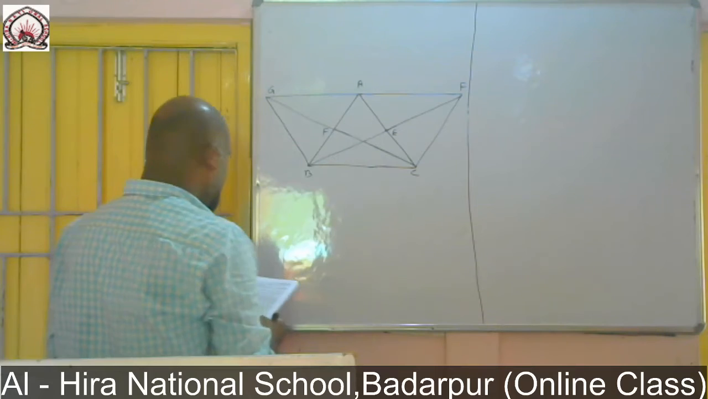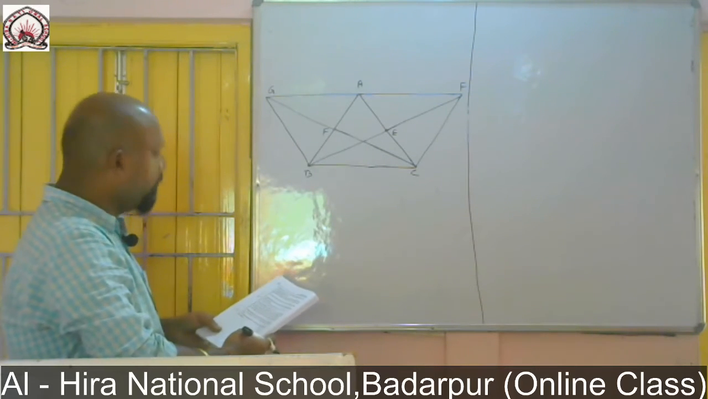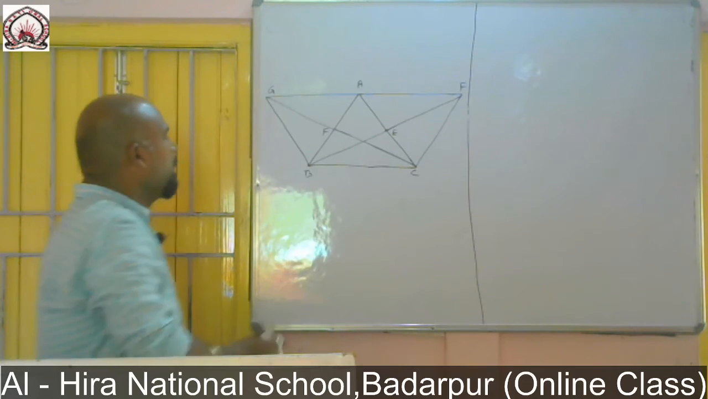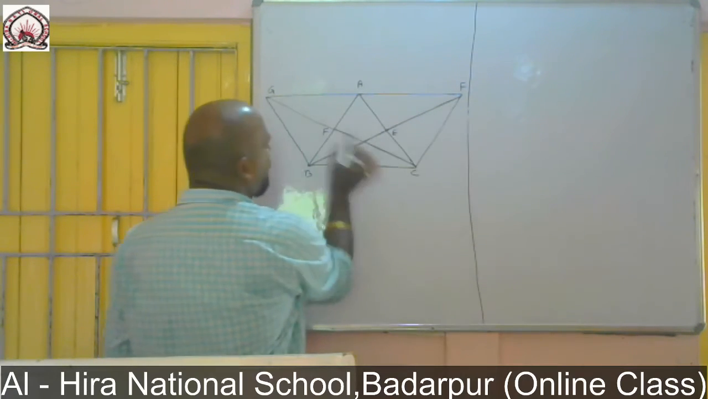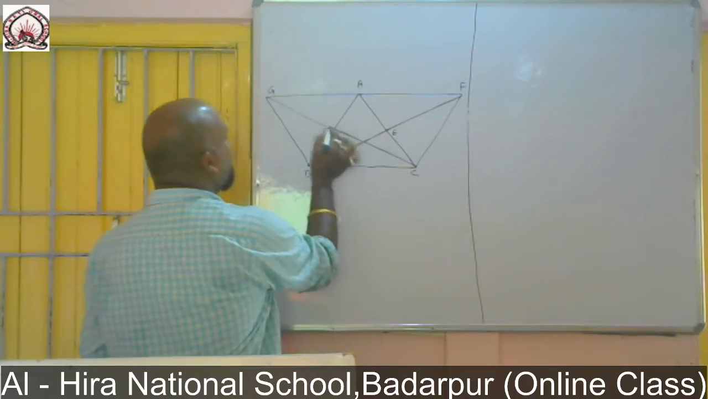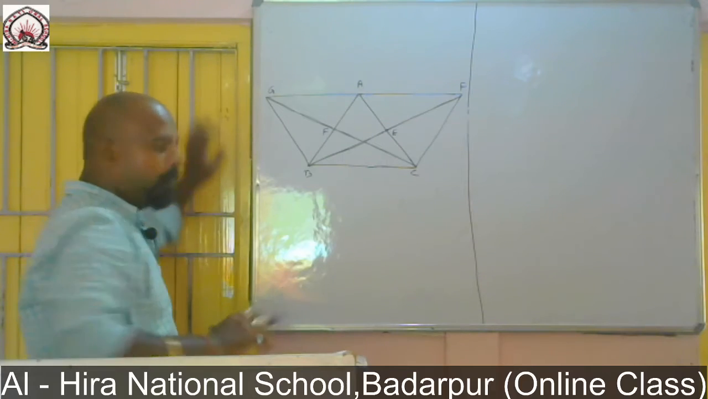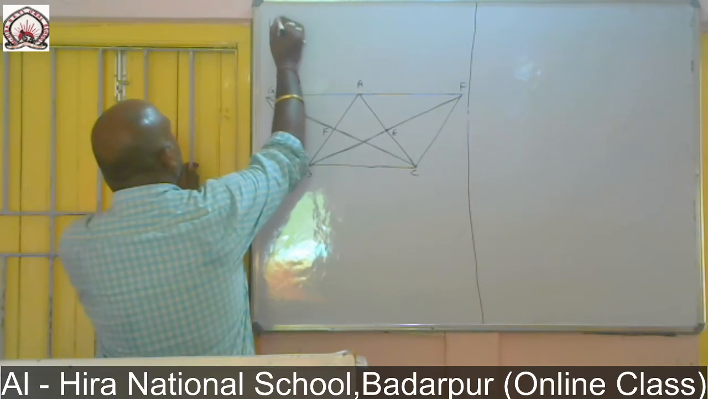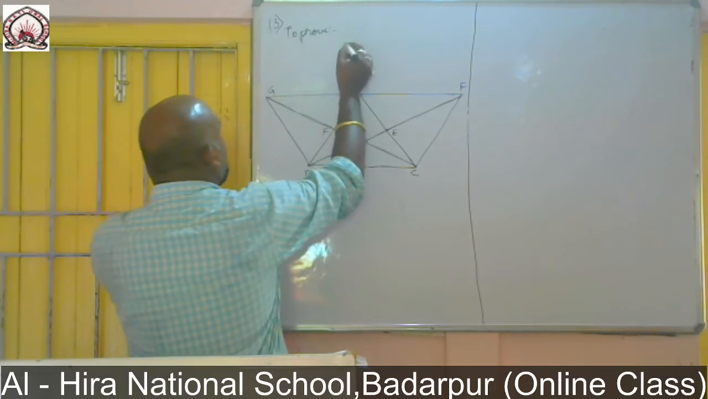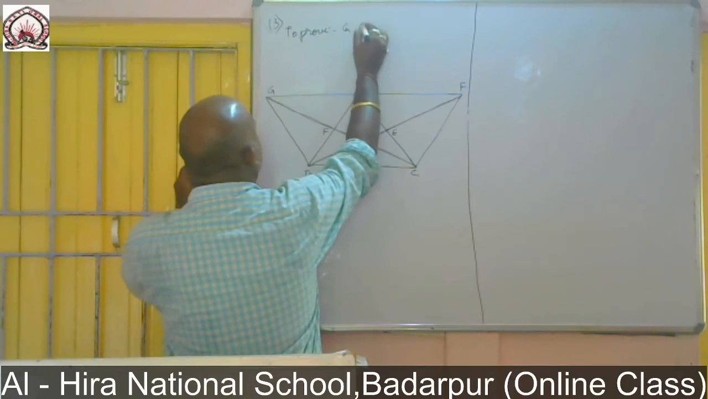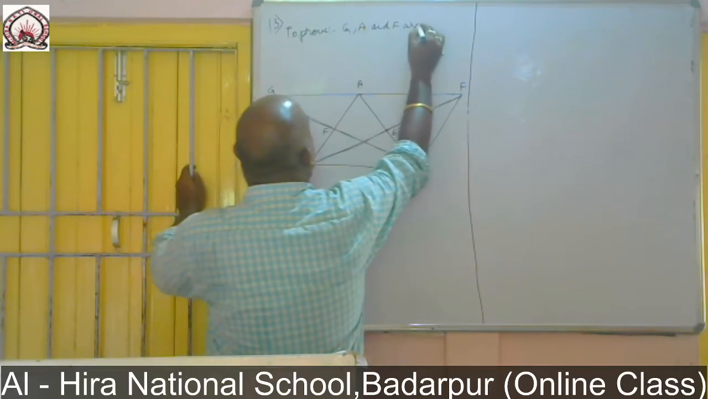Now according to the question, what they have given to us is that length BE is equal to EF, and CF is equal to FG. Now what you have to prove? To prove that G, A and F are collinear.